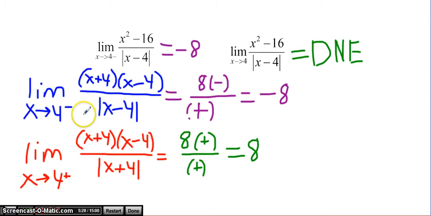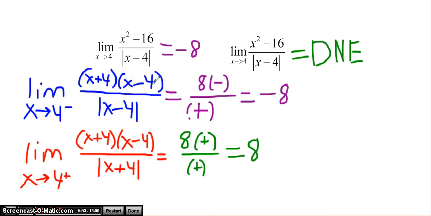Alright, so this one's a little bit tricky because of the absolute value of x minus 4 in the denominator. So if I factor the numerator, it becomes x plus 4 times x minus 4 over the absolute value of x minus 4. Now you might think that those would just cancel and I get x plus 4. And that kind of happens. Not exactly though.